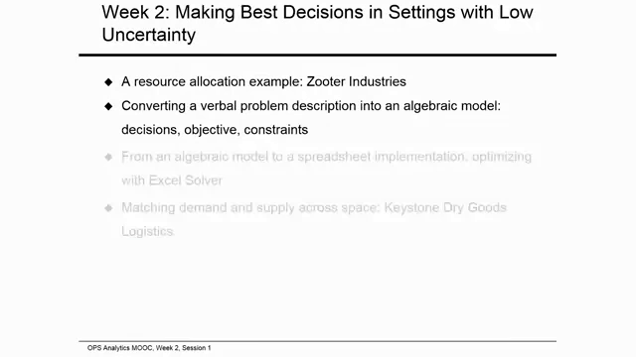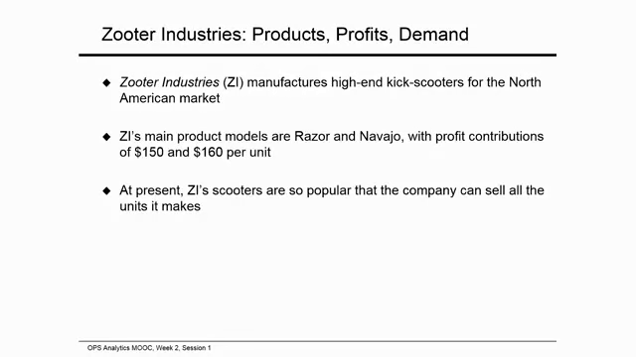Let's start our session 1. We start our analysis of how to make the best decisions in low uncertainty environments by looking at a small example. In this example, a scooter manufacturer called Zuter is faced with a problem of allocating its limited resources between its 2 main products, Razor and Navajo.